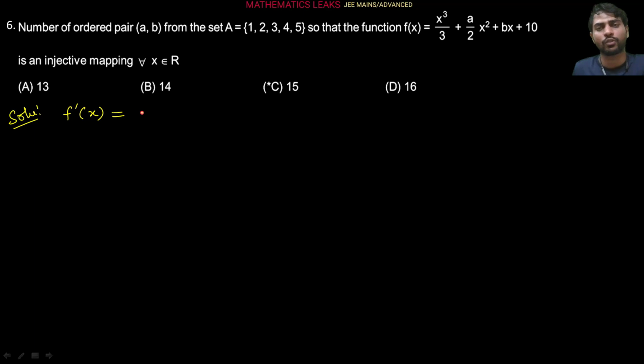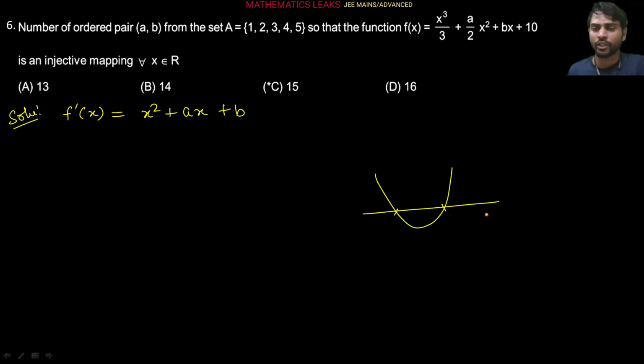F dash x is 3x square by 3, which is x square, plus 2ax by 2, which is ax only, plus b. So the first derivative is a quadratic expression, correct? And the leading coefficient of the quadratic is positive 1, which means the parabola will be opening upward. So here you can see the parabola opening upward. These are the possible situations: real distinct roots, in this case real equal roots, and in this case no real roots, correct?